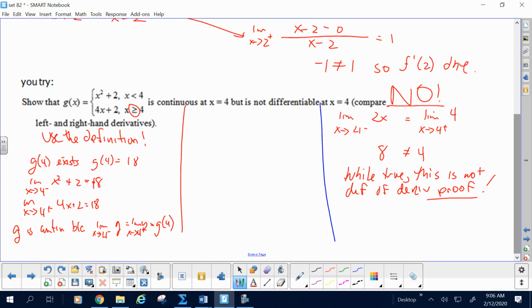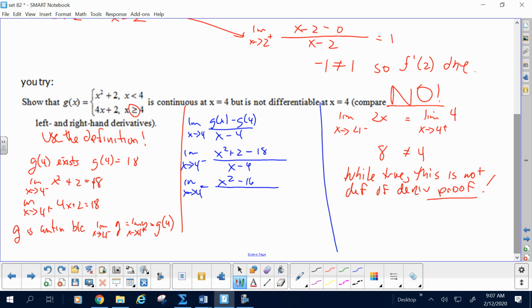It is not enough to say, hey, these derivative shortcuts work out to be the same. It's definition of the derivative. Definition. So, the limit as x goes to 4 of g of x minus g of 4 over x minus 4. That's the derivative. If you get into the pieces, 4 from the left, what g do you use? X squared plus 2. What is g of 4 again? 18. I get something like x squared minus 16 over x minus 4.